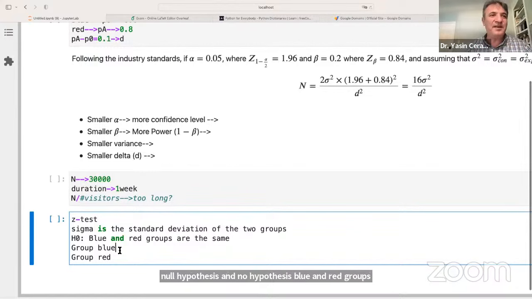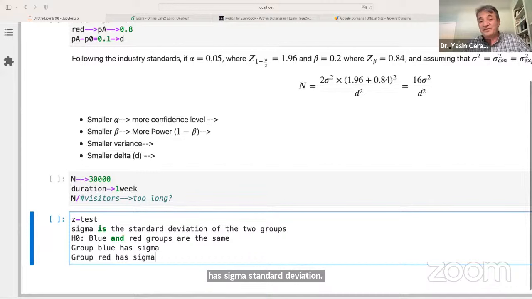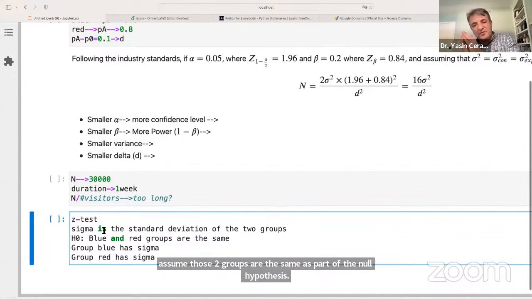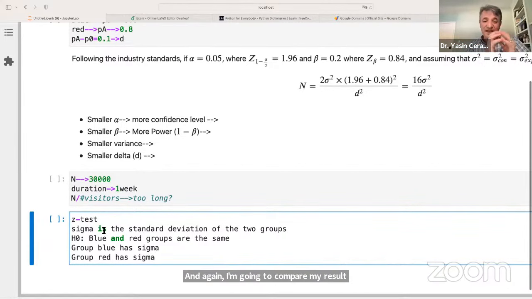Then I'm going to assume that group blue has sigma standard deviation, and group red also has sigma standard deviation. They both have the same standard deviation, because I assume those 2 groups are the same as part of the null hypothesis. And again, I'm going to compare my results with respect to the null hypothesis, and then I will have all my assumptions around the null hypothesis.